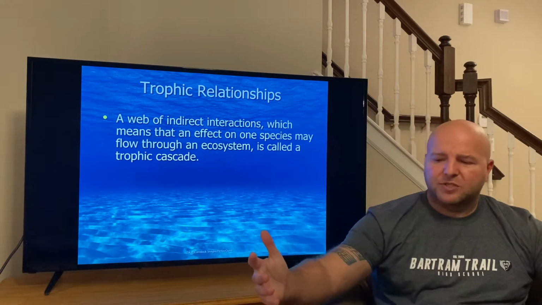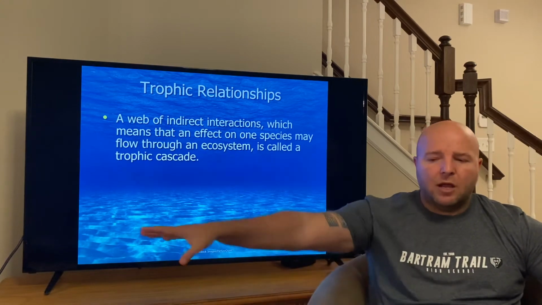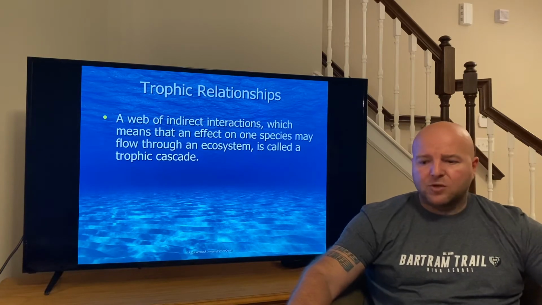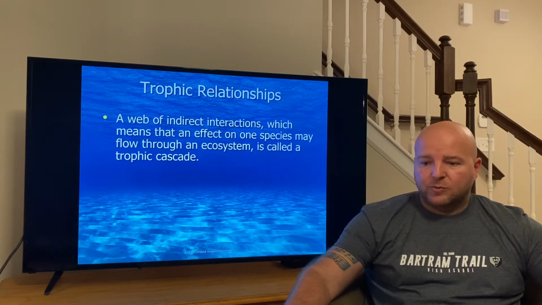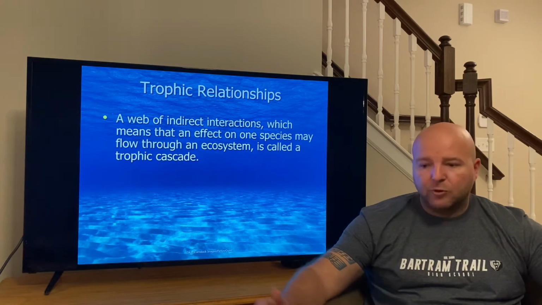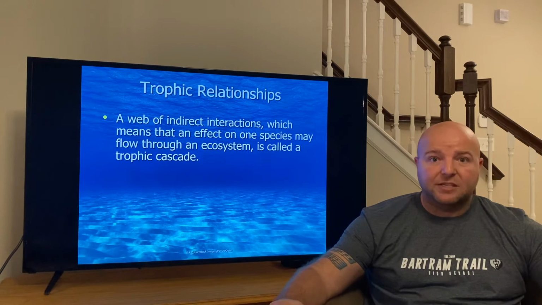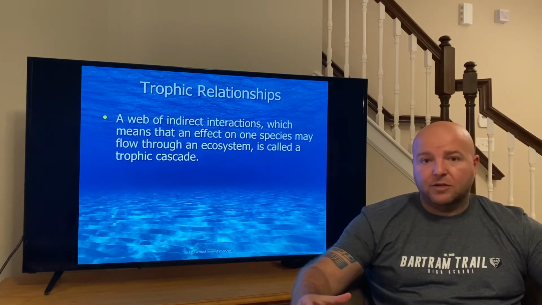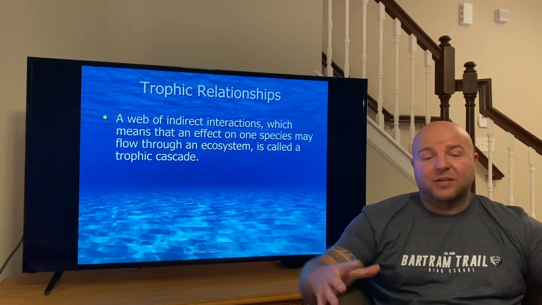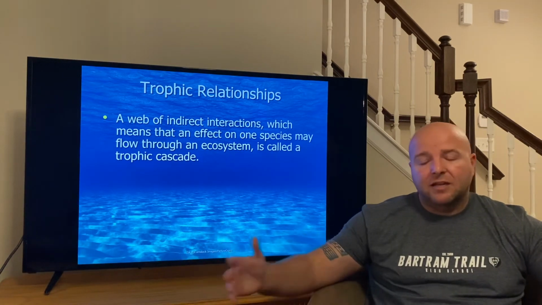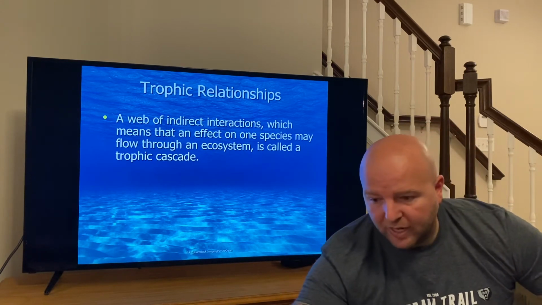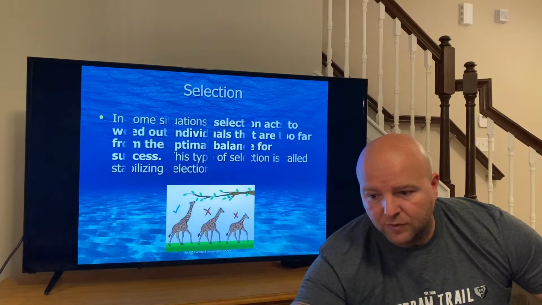Trophic relationships here. We're going to use this word trophic a lot in another lesson, so we're not going to get into great detail here. Notice how it's not bold. It's a web of indirect interactions, which means that an effect on one species may flow through an ecosystem. It's called a trophic cascade. Something happens to the algae within a marine ecosystem, then something is going to happen to everything within that ecosystem. They are all impacted by each other within that ecosystem.